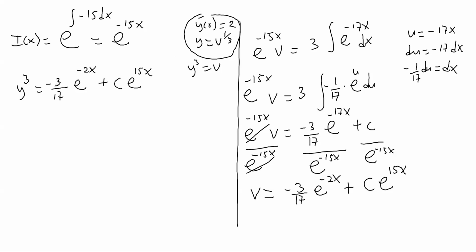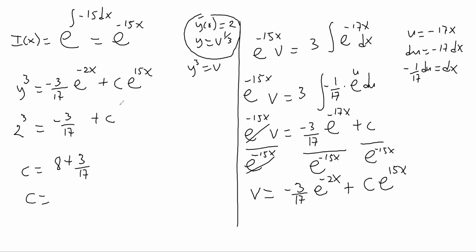Now, let us look at our initial condition. Our initial condition says x is 0, y is 2. So y is 2 becomes 2 to the third power. x is 0, so you know that 2 times 0 is 0 and e raised to the 0 is 1. So this whole term will just be negative 3 over 17. And this is 0, so e raised to the 0 is 1, and 1 times c is plus c. So c will be equal to 2 to the third, which is 8, plus 3 over 17.